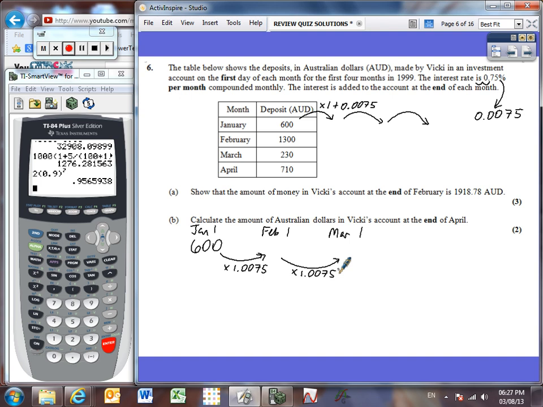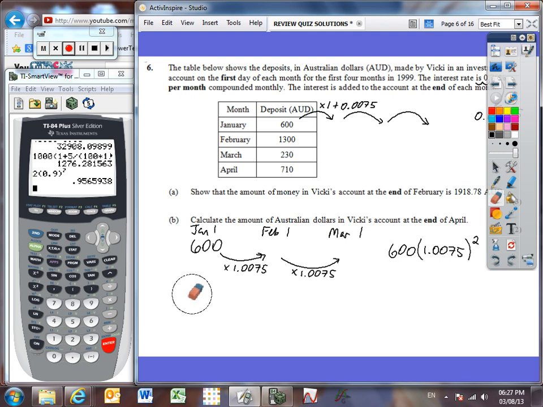So we can see then that the total amount of money from our January deposit has grown by taking our 600 and multiplying by that growth factor twice, that is to the power of 2, because we had to multiply by it to represent the growth during the month of January and during the month of February. That takes us to the end of February. She also made a deposit of $1,300. Oops, I've drawn this in the wrong place.